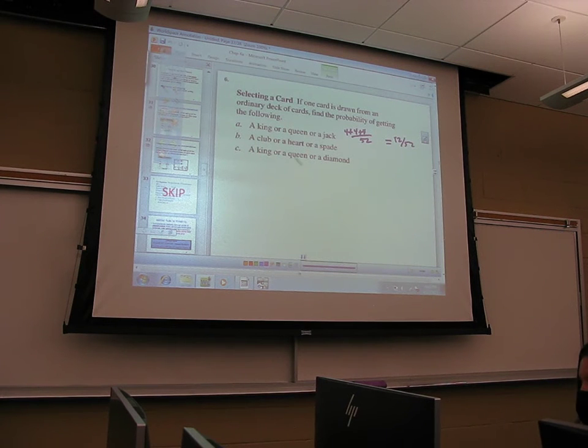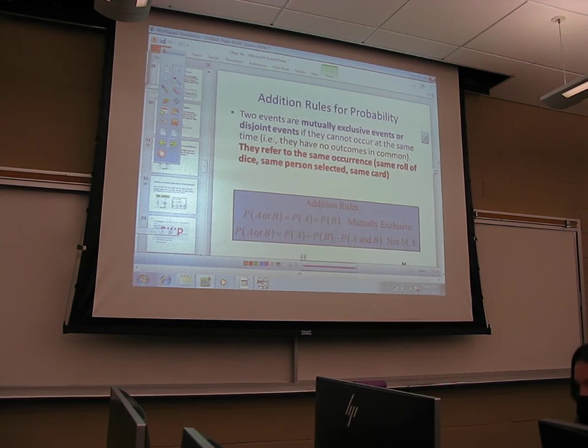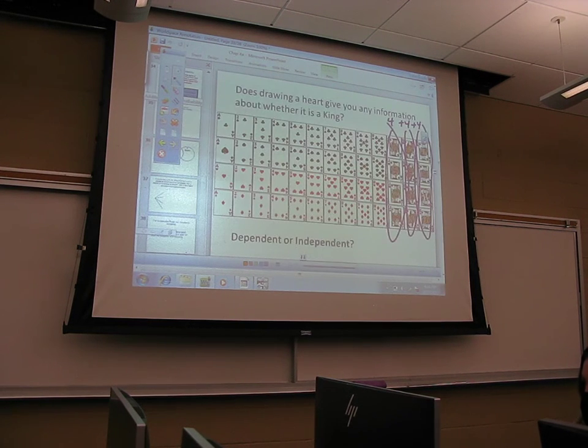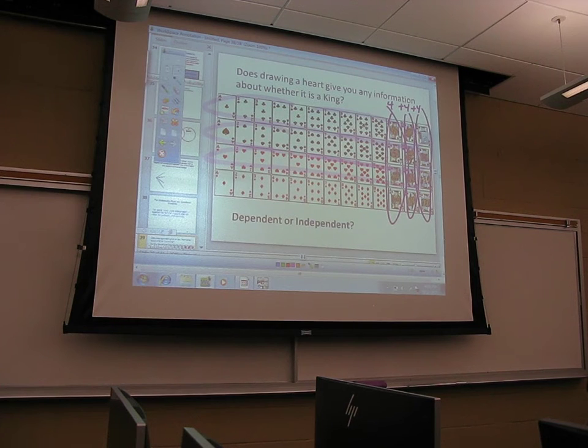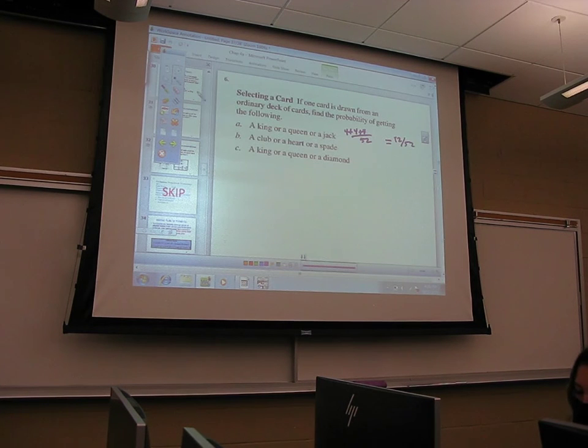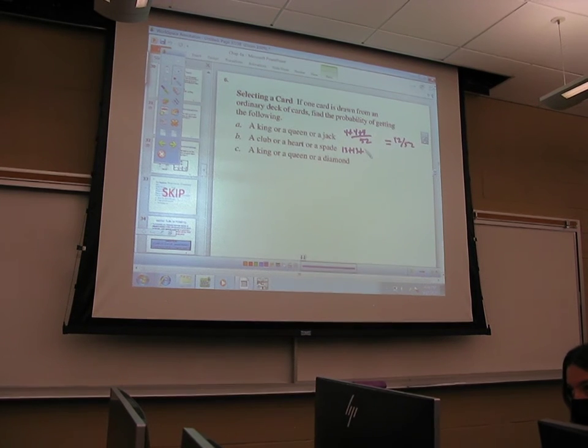How about a club or a heart or a spade? Club, heart, spade. There's no overlap there either. So it's also pretty straightforward. 13 plus 13 plus 13. That's 39. So 39 out of 52. Everybody good with those two parts?